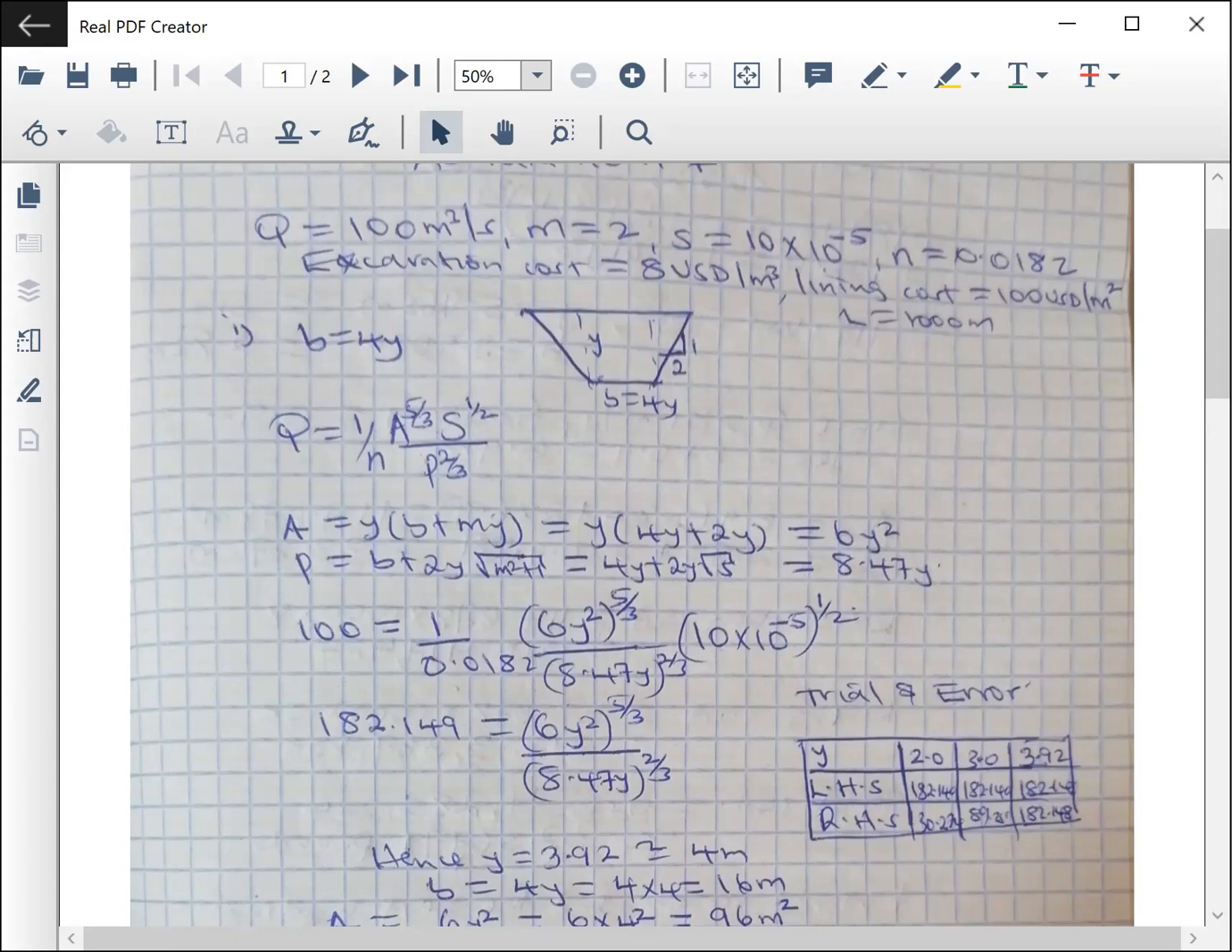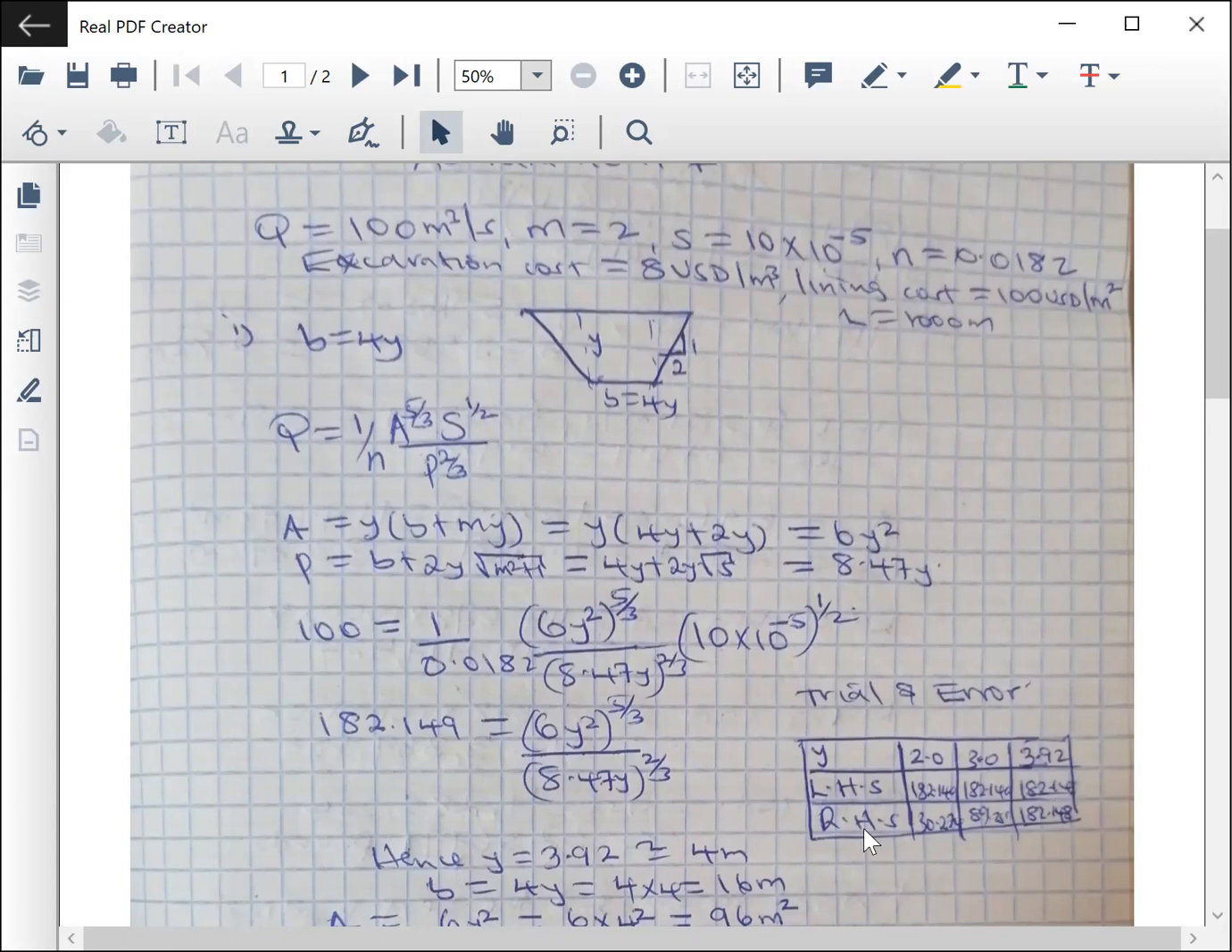Trial and error method. What we'll do now is put different values of y in the y squared in the numerator and the y in the denominator, until the value on our right hand side is equivalent to our value on the left hand side, which is 182.149. So we'll come up with such a table. See my table here: I have y, left hand side, right hand side. Remember, left hand side is constant, it's just 182.149. So it is one value all through.